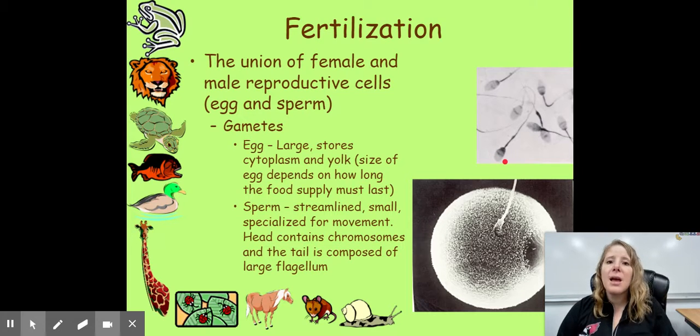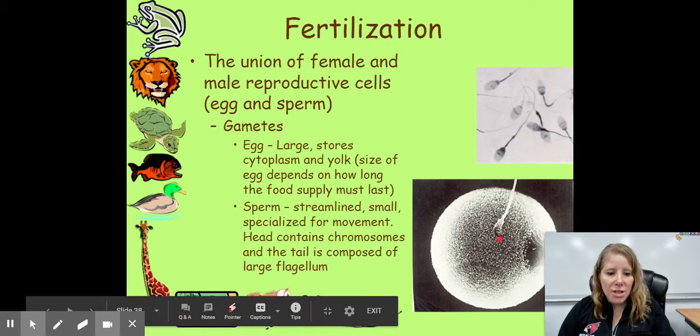Now, even on this picture you can see that the head of this sperm is very clear right here at this tip. That's because it has something called an acrosome. This tip right here is a little bit of an enzyme, and so when it crashes into an egg, that enzyme actually helps open up so the DNA can get from the sperm into the egg.